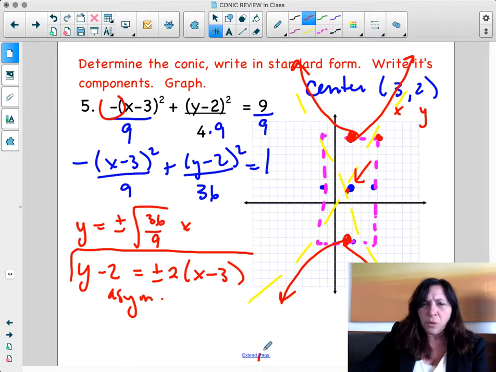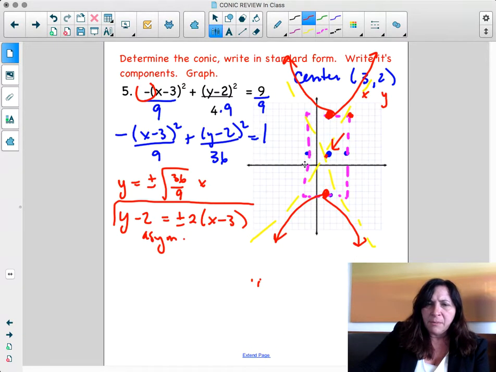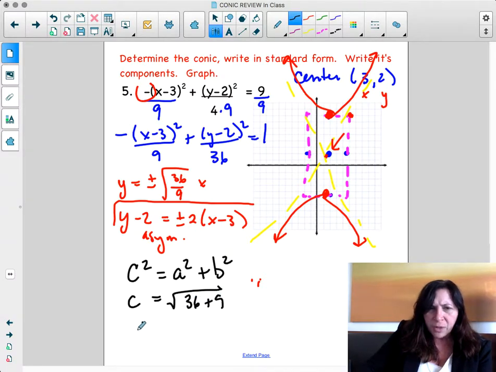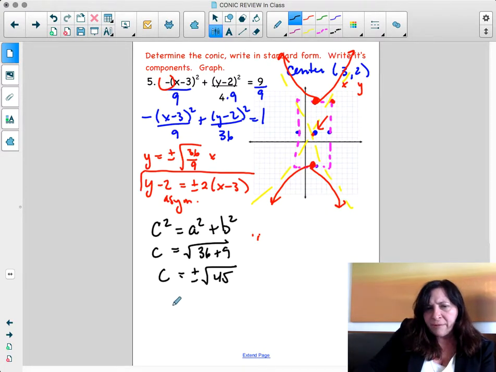I also need to know where my focal points are. I'm going to use this equation to find the foci: c squared equals a squared plus b squared. So c is equal to the square root of a squared plus b squared. So what, 36 plus 9? That's 45. So c equals plus or minus the square root of 45. The square root of 45 is the square root of 9 times 5, so that's going to be plus or minus 3 root 5.